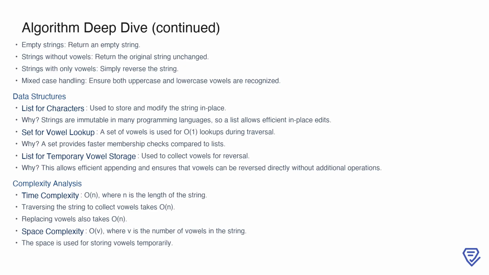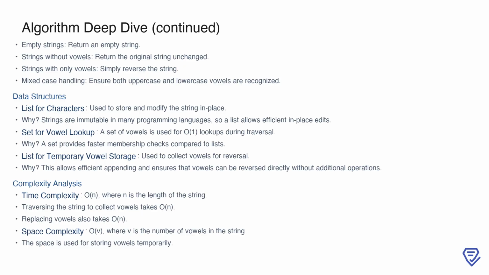We modify the string using a character list because strings are immutable in many programming languages, and a list allows for efficient in-place edits. To identify vowels, we use a set, which provides O(1) lookups, making the vowel checking process efficient. A separate list is used to temporarily store vowels as they are collected, ensuring that we can reverse them directly without additional operations.